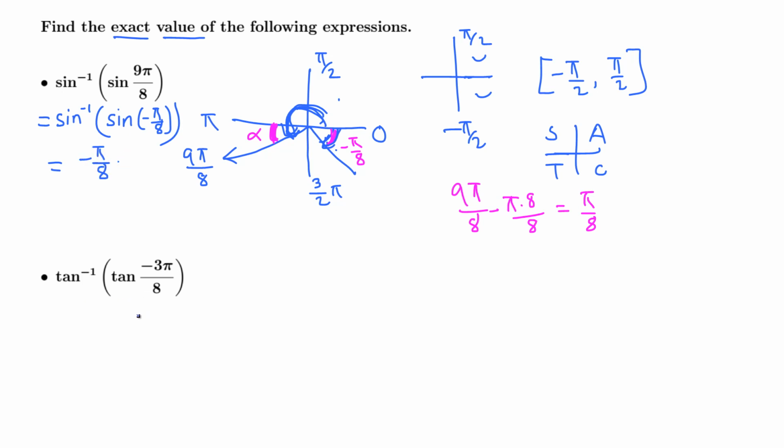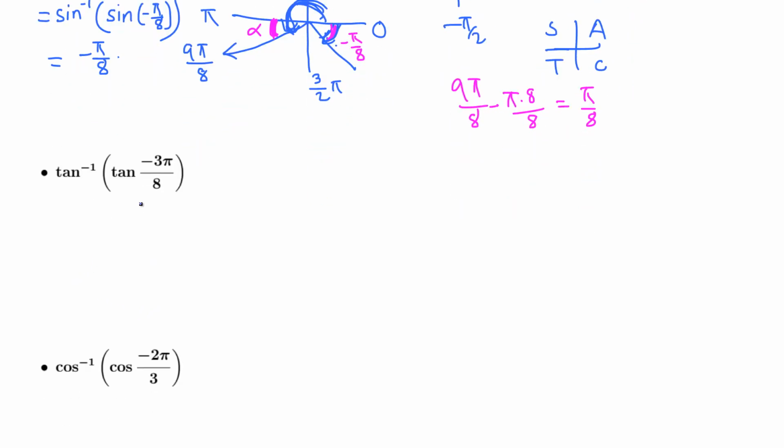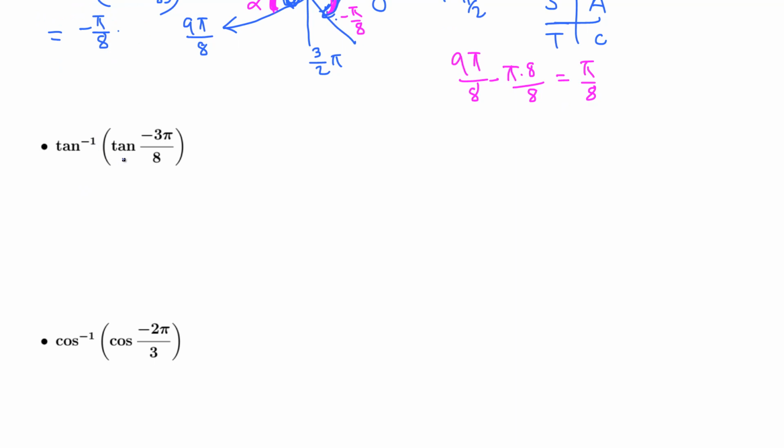Okay, now it's the same thing like previous. Okay, tangent inverse of tangent negative 3 pi over 8, and tangent inverse is also negative pi over 2 to pi over 2. If this angle is in between negative pi over 2 to pi over 2, then we can simply cancel tangent and tangent inverse and done.